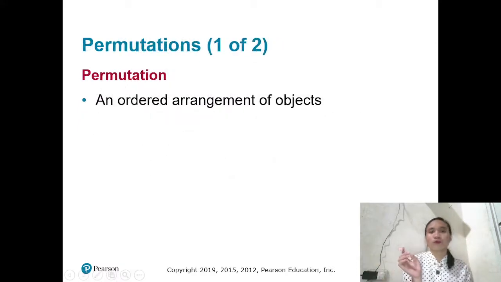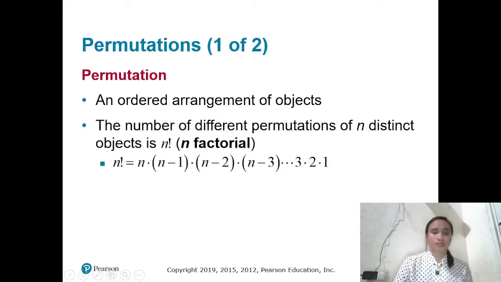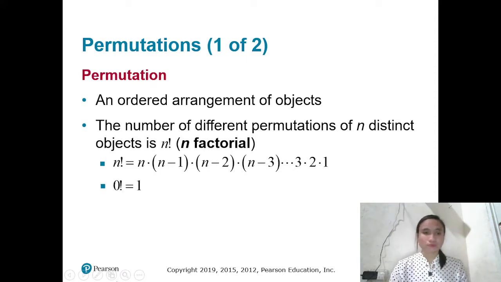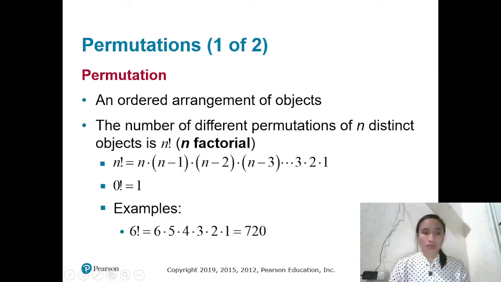So, first, permutation. A permutation is an ordered arrangement of objects. The number of different permutations of n distinct objects is n factorial, which is equal to n times n minus 1 times n minus 2 times n minus 3, and so on and so forth. 0 factorial is equal to 1.